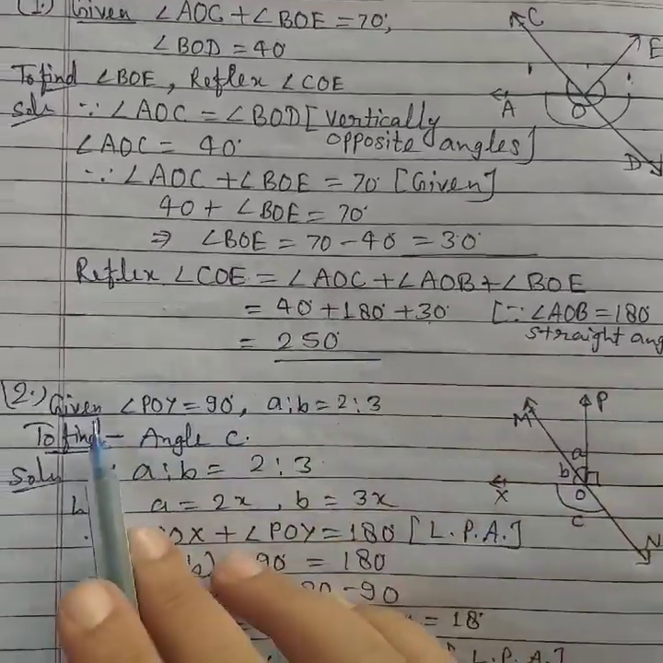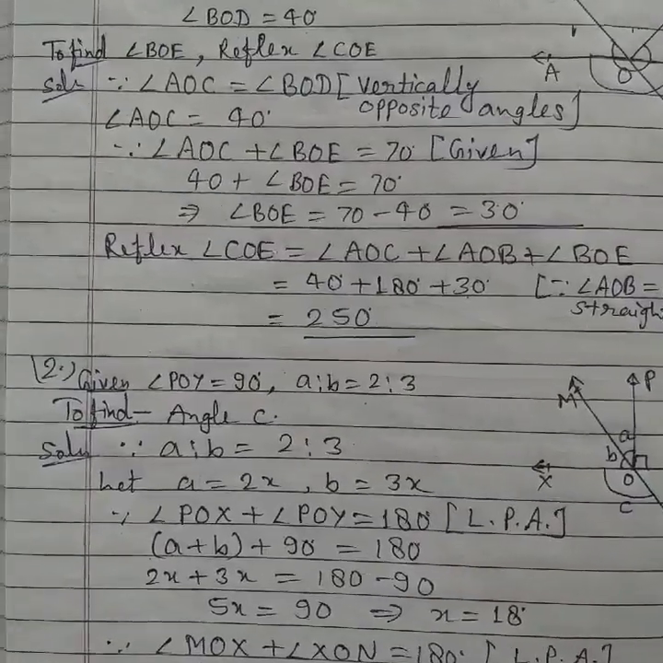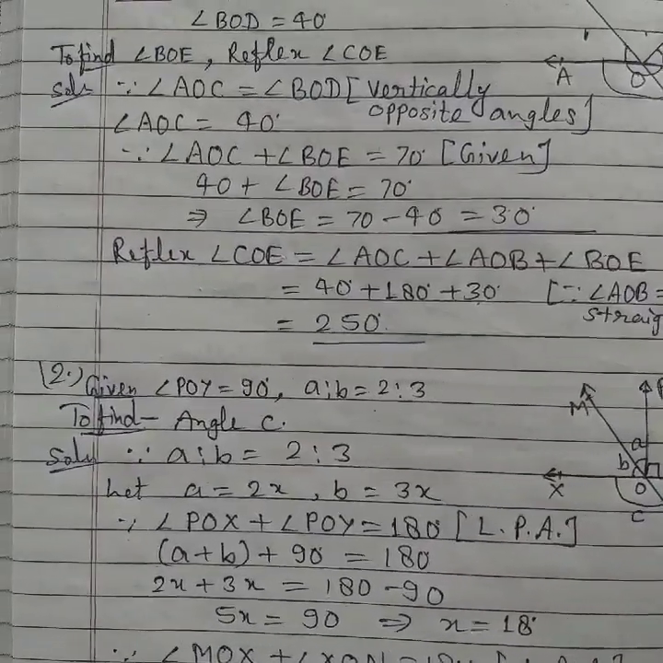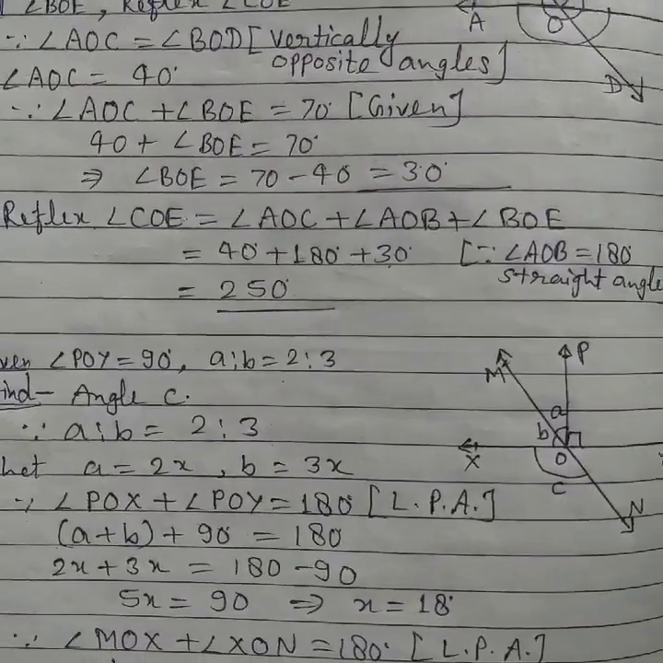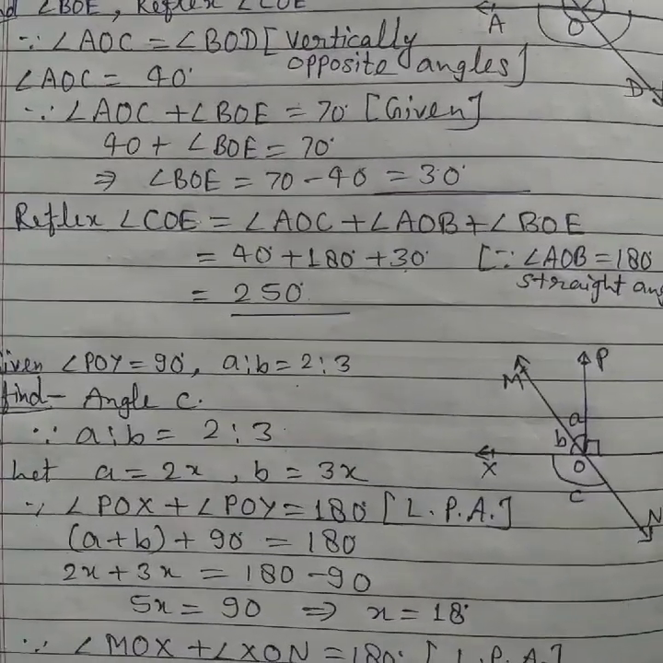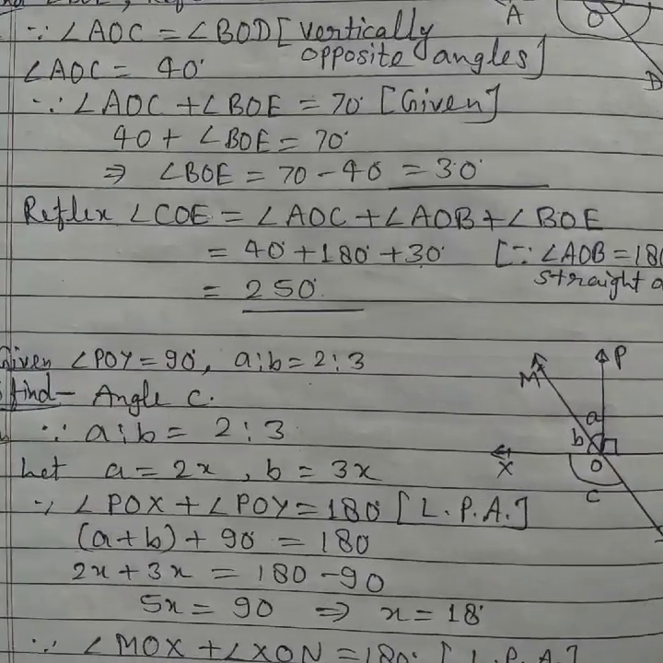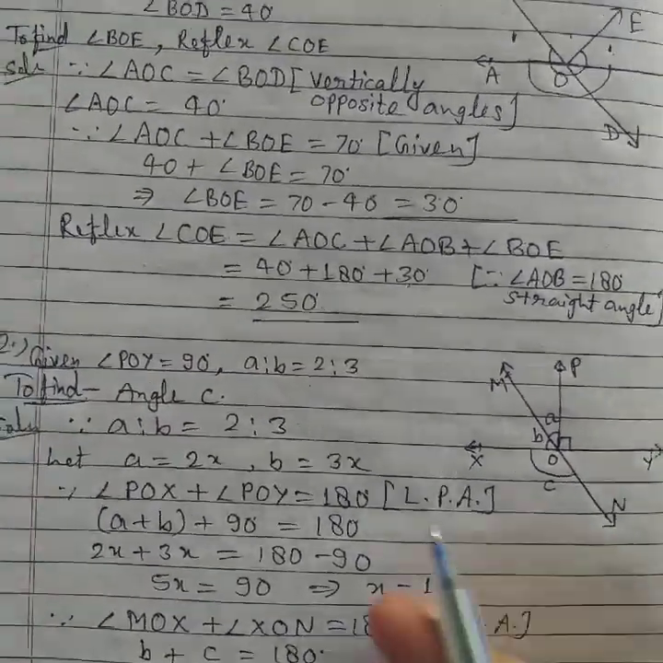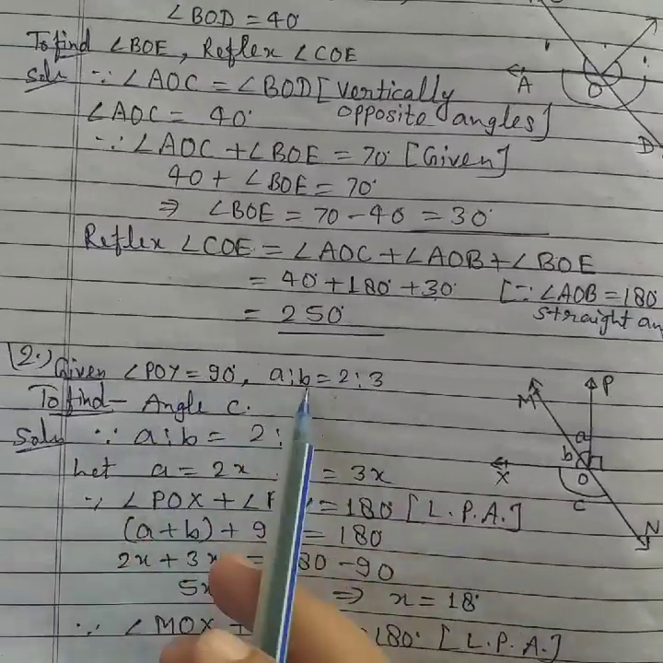clear? Now second question. Second question is, in the given figure, lines XY and MN intersect at O. Two lines are there, XY and MN, which are intersecting at point O. If angle POY equals 90 degrees and A is to B equals 2 is to 3, then find the value of C. C की value find करनी है. So for this, these two values are given. Angle C we have to find.